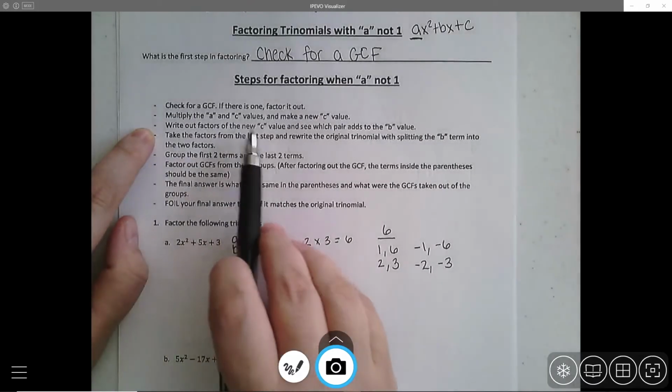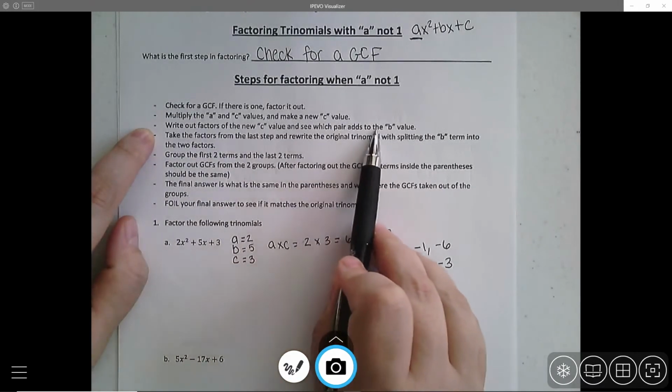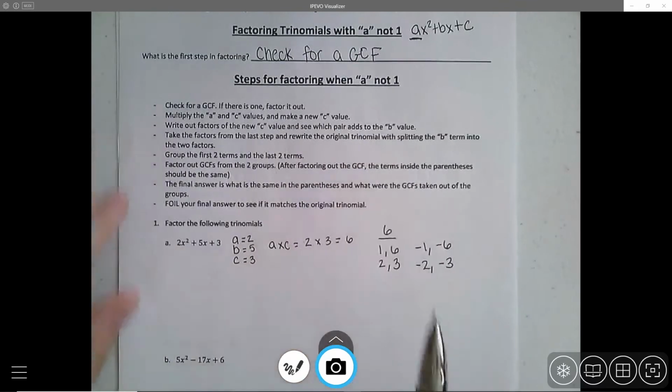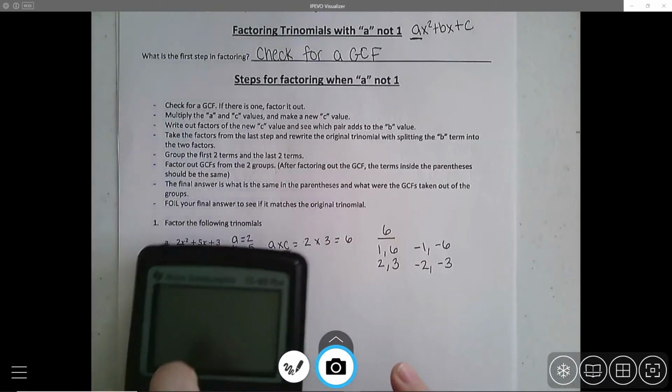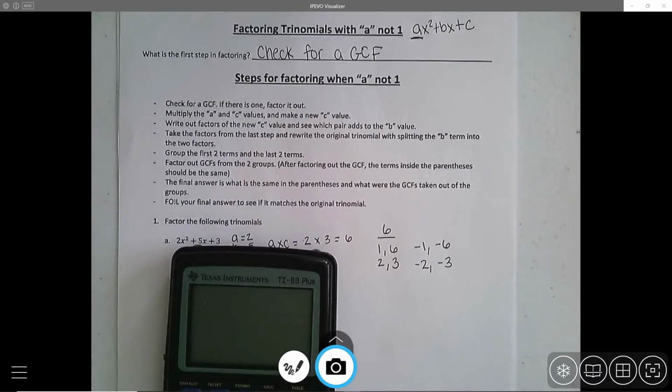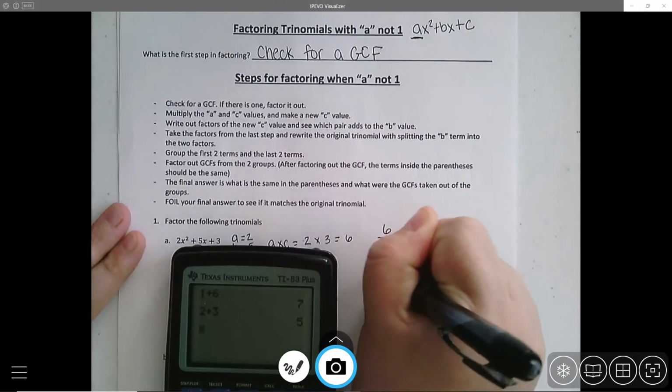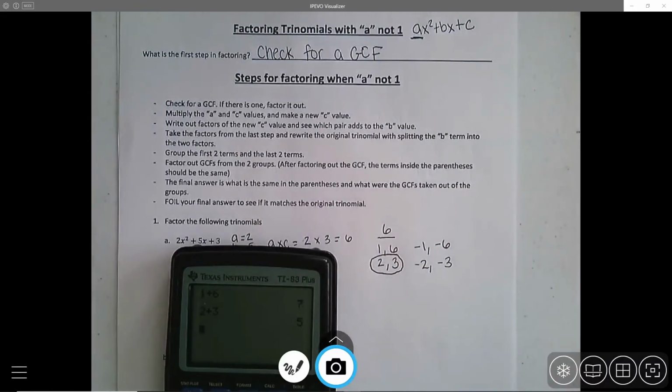We write out the factors of C. Now we want to know which ones add to our B value. My B value is 5. Just like the last lesson, I'm going to go here to my calculator and start adding factors. 1 plus 6 is 7. That's not 5. 2 plus 3. Ooh, there's my 5. There is only one set of factors that will add to the B value.